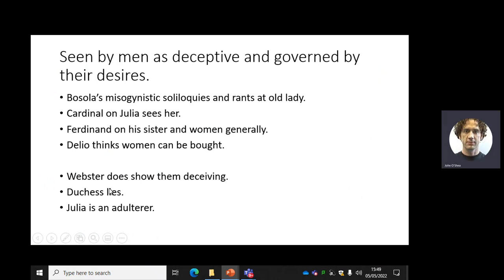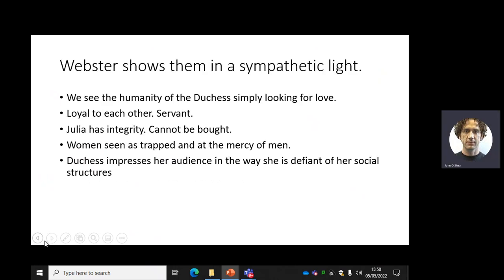Webster shows women as deceiving. Julia is in an affair with a cardinal. The Duchess lies. However, John Webster makes two of his most famous plays. He has the female character Victoria in The White Devil, and the Duchess of Malfi is the central character. While they might lie, they are not seen as wholly negative characters. It's different to how the merchant portrays Meg. We can talk about that. So Webster shows women in a sympathetic light.